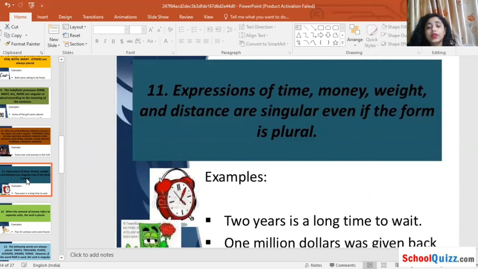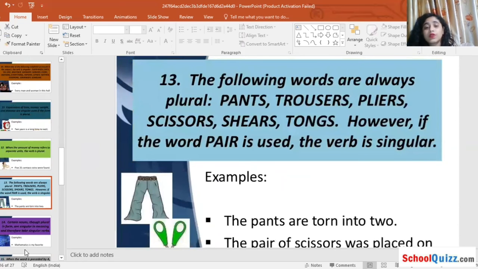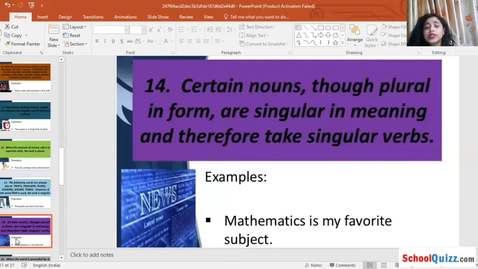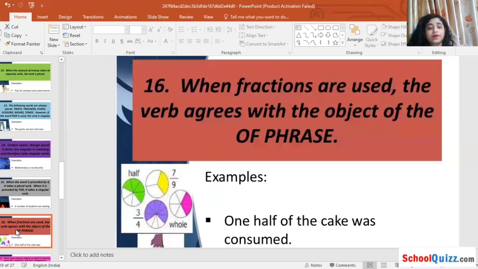Expressions of time, money, weight, and distance are singular, even if the form is what? Plural. When the amount of money refers to separate units, the verb is what? Plural. The following words are always plural, including s. However, if the word pair is used, the verb is what? Singular. Certain nouns, though plural in form, are singular in meaning and therefore take singular verbs. When the word is preceded by a, it takes a plural verb, when it is preceded by the, it takes a singular verb. Okay. When fractions are used, the verb agrees with the object of the phrase.